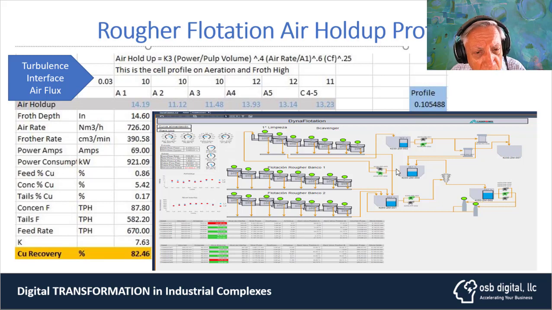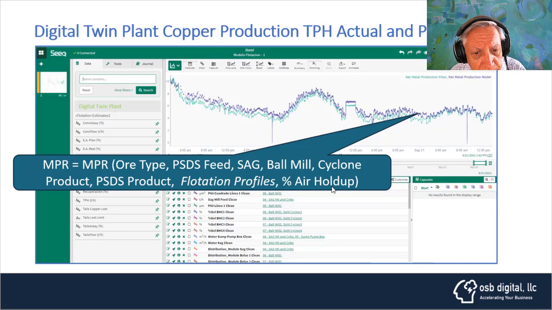We apply the model that's called Dynafloat, and that's enabled to identify what is the best strategy to get as much copper and calculate the recovery in real time. So this is the metal recovery coming out from the roughers.